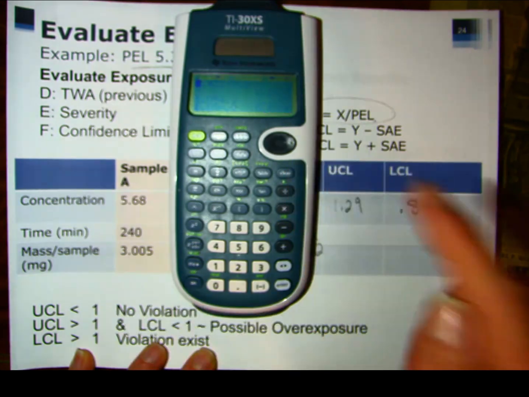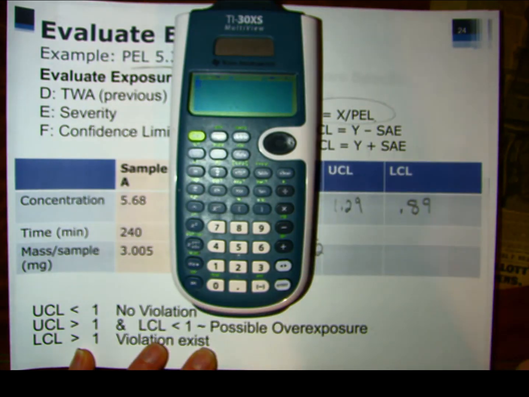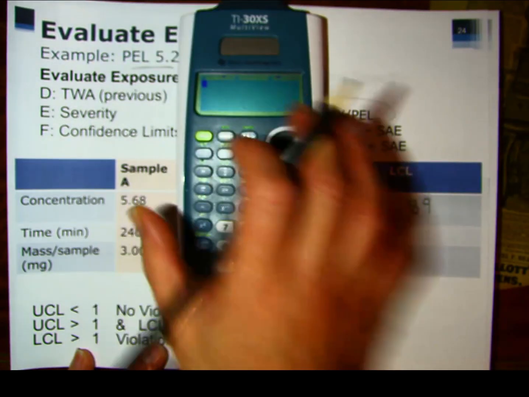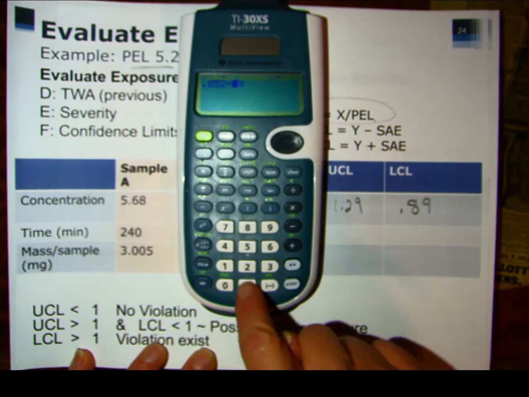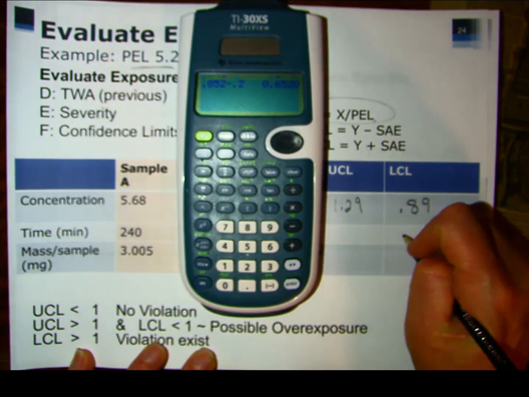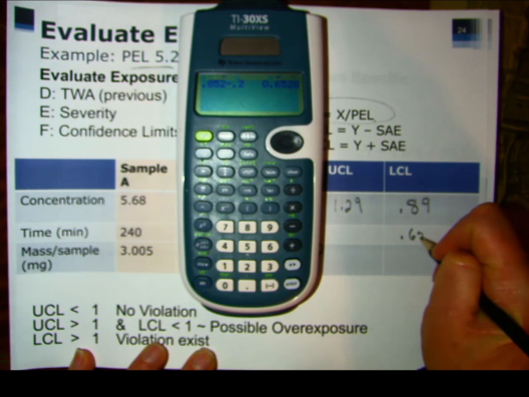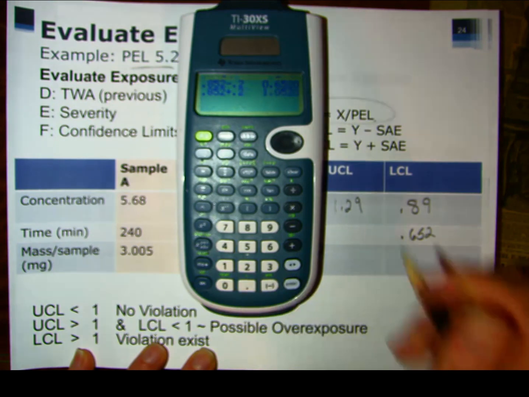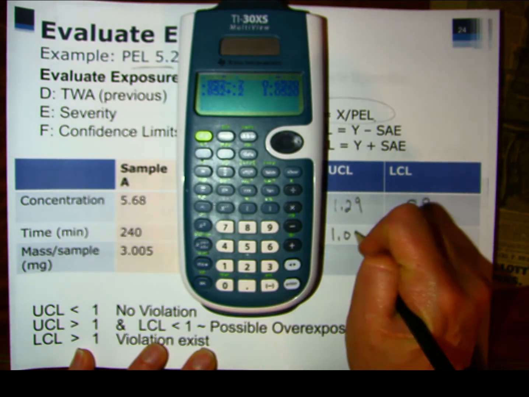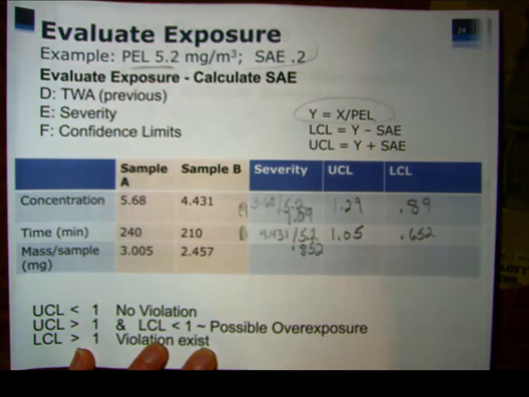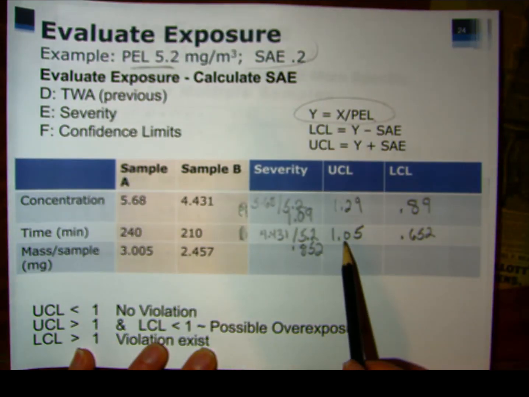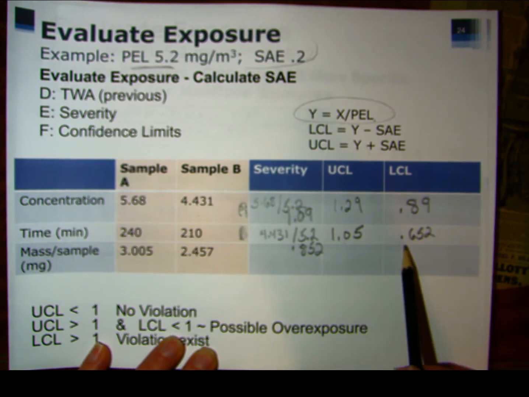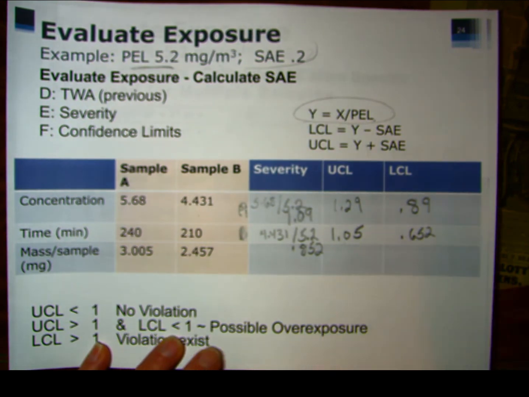Now let's calculate the second sample. Our severity was 0.852. And again, we have the same situation. Our upper confidence limit is greater than 1 and our lower confidence limit is less than 1. So there's a possible overexposure.